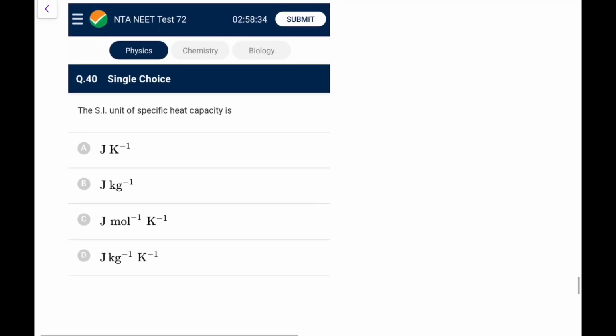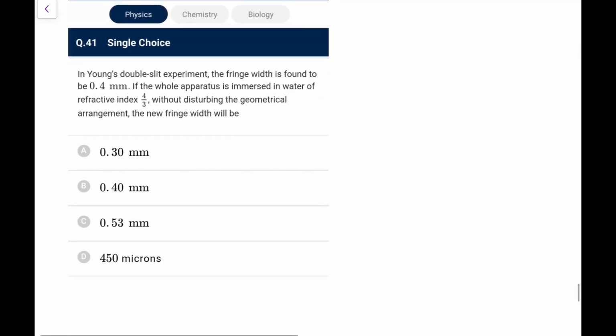Next one, the SI unit of specific heat capacity, you write it as joule per kg per Kelvin. You all remember, so this is joule per kg per Kelvin. This is specific heat; molar specific heat is joule per mole per Kelvin. Next, in YDSE the fringe width is this. If it is immersed in water of refractive index 4 by 3 without disturbing the arrangement, the new fringe width is.